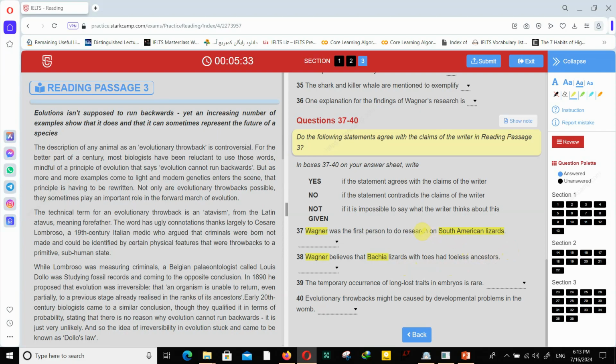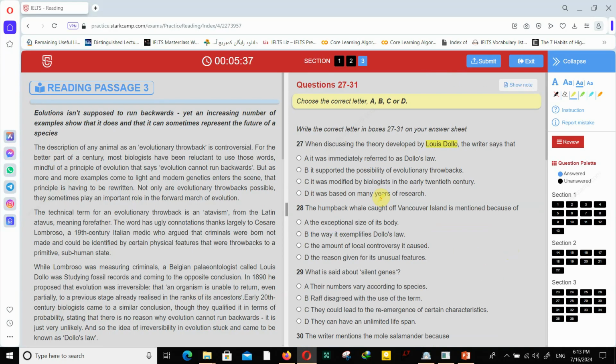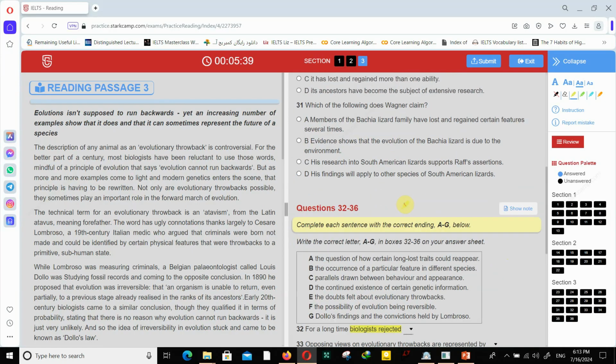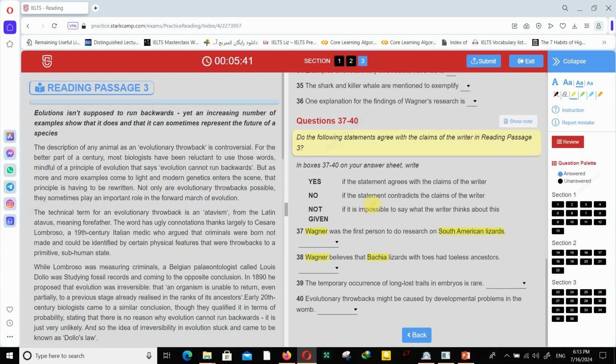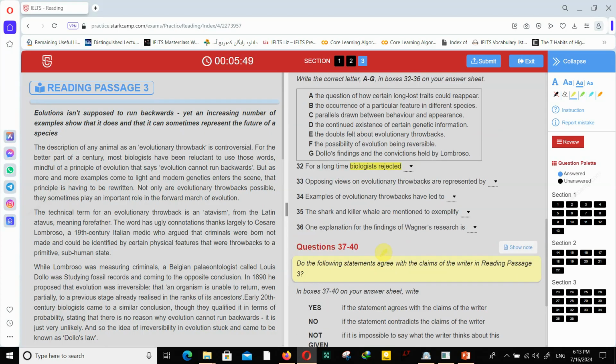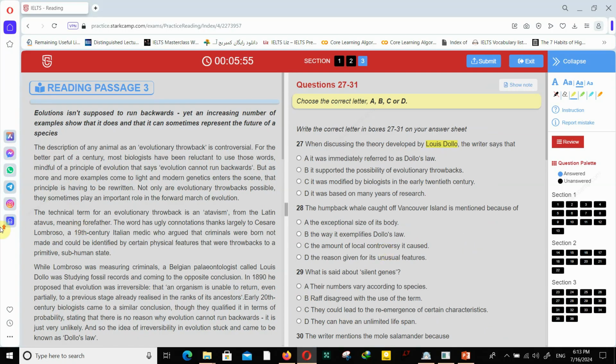Okay, guys. Now, just the keywords: Louis Dollo, biologists, Wagner, South American lizards, Wagner, Bacchia. Just these ones. With these limited keywords in your mind, now move forward to the passage.